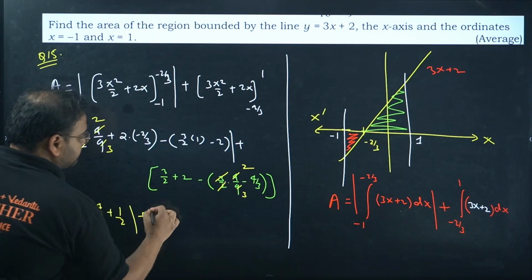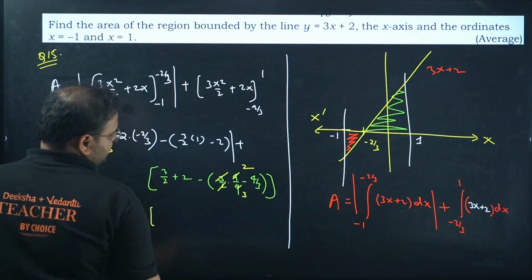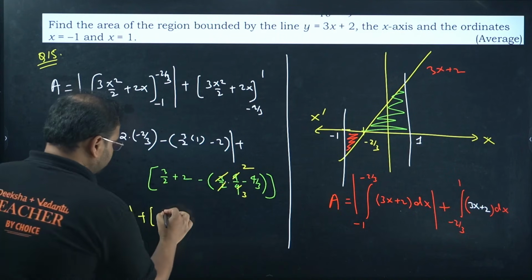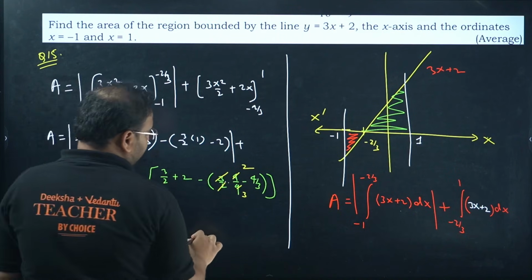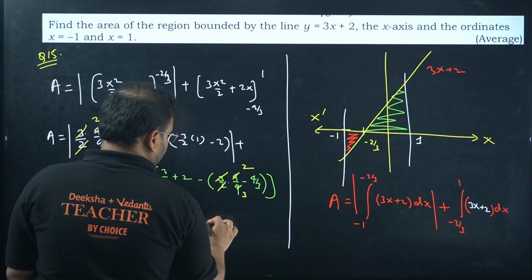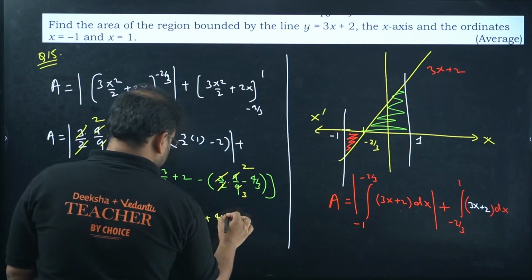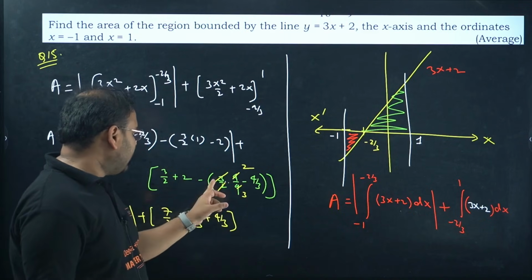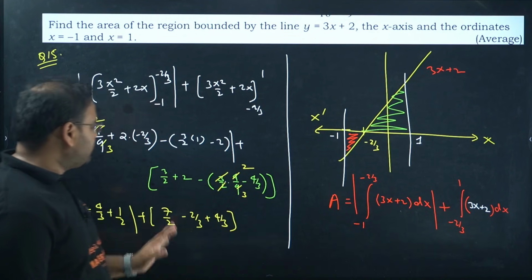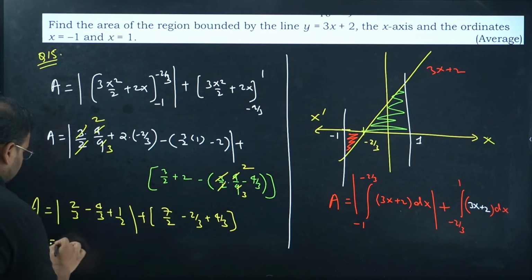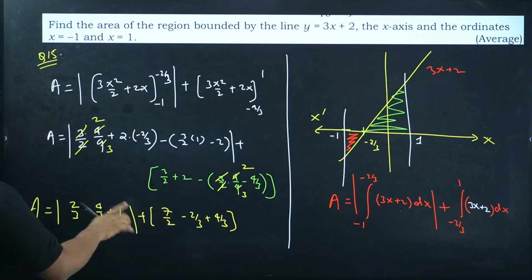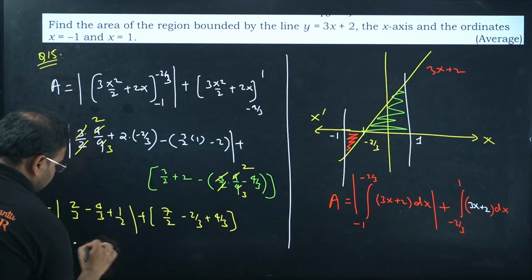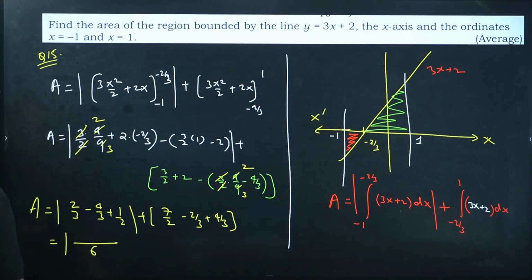This is a plus sign. And this will be what? Check here, 3 by 2 plus 2 will become 7 by 2. And over here we have minus 2 by 3 and plus 4 by 3. Am I right, guys? Please check. Makes sense? Minus 2 by 3 here and plus 4 by 3. Correct. Check this out now. We'll take the LCM first. This is going to be 6 over here.